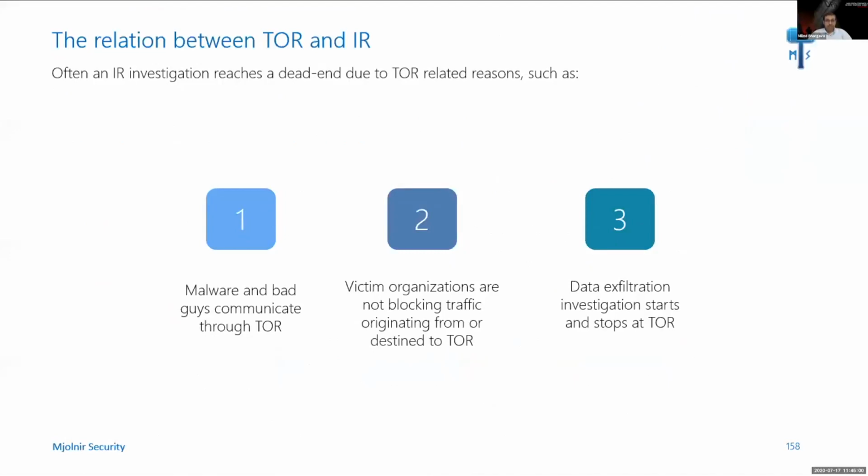The top reasons I found that an IR investigation will end at a place like this would be malware and bad guys communicating through TOR. Recently, if you have seen a lot of malware, when it's beaconing out to its C2 system, it's going through TOR. So if you're looking at an investigation and you see it's going to TOR, that's an obvious kind of compromise, but still technically your investigation ended there. At that point, you're wondering, how did this even happen?